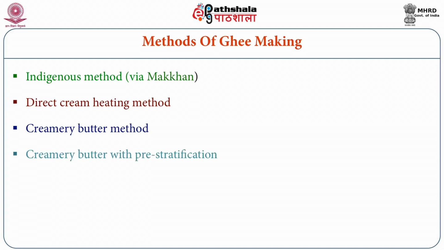The next one is a little modification to the previous, that is creamery butter with pre-stratification. In this technique, the main objective is to reduce the energy consumption in terms of steam and the electricity.